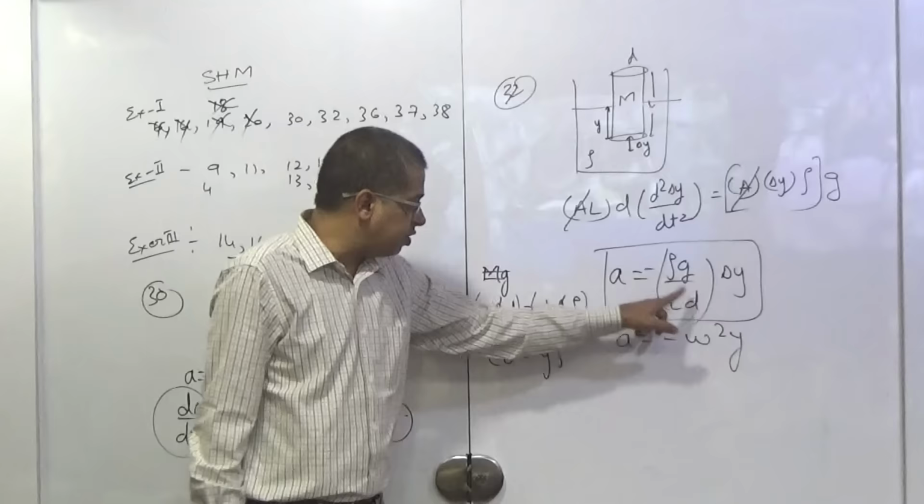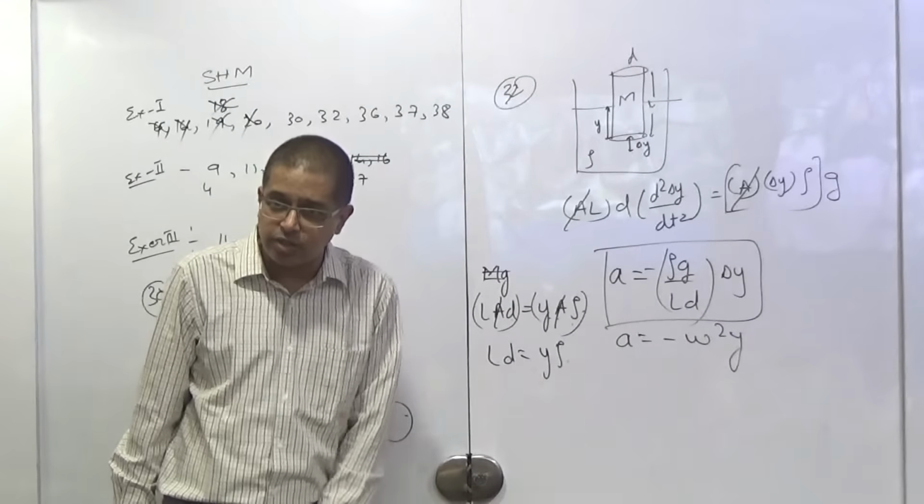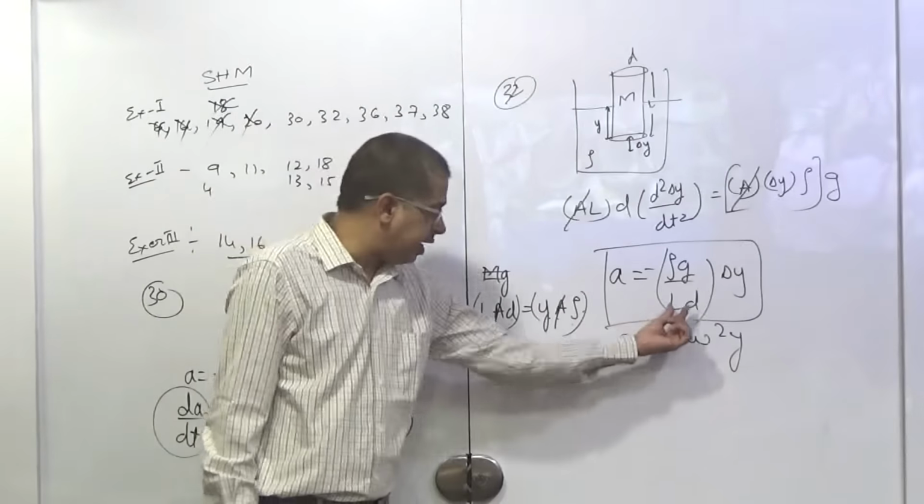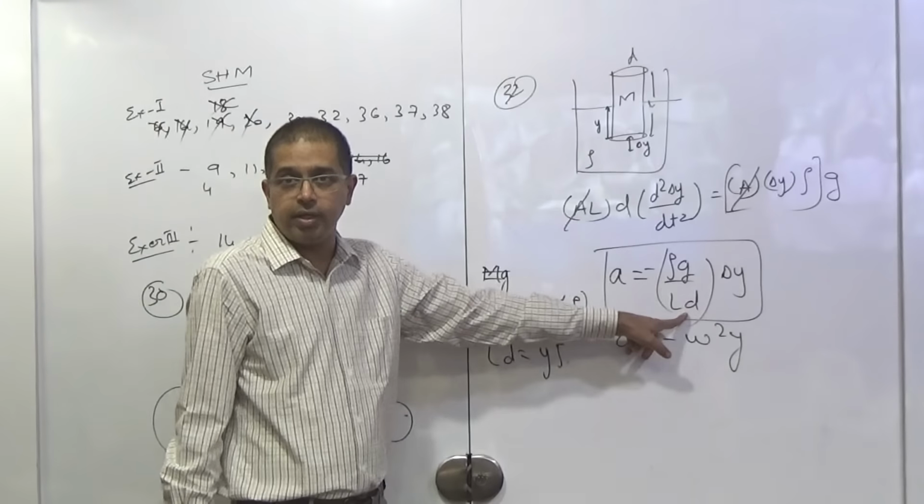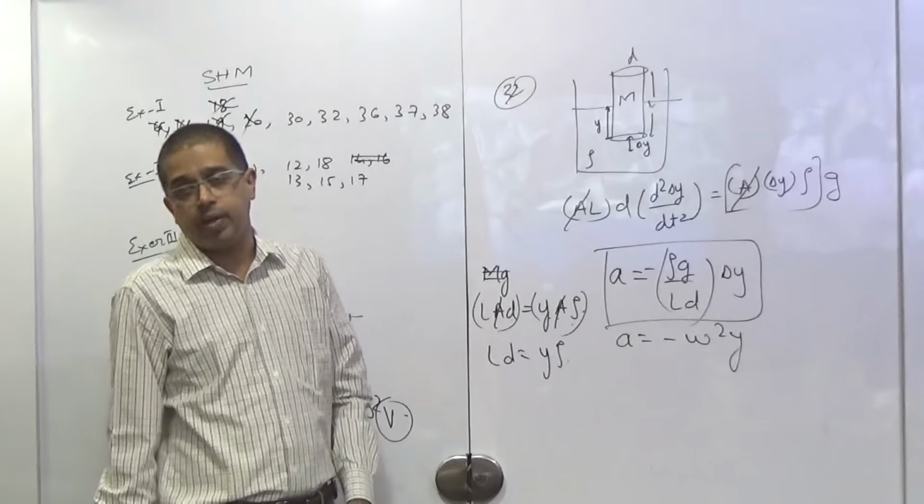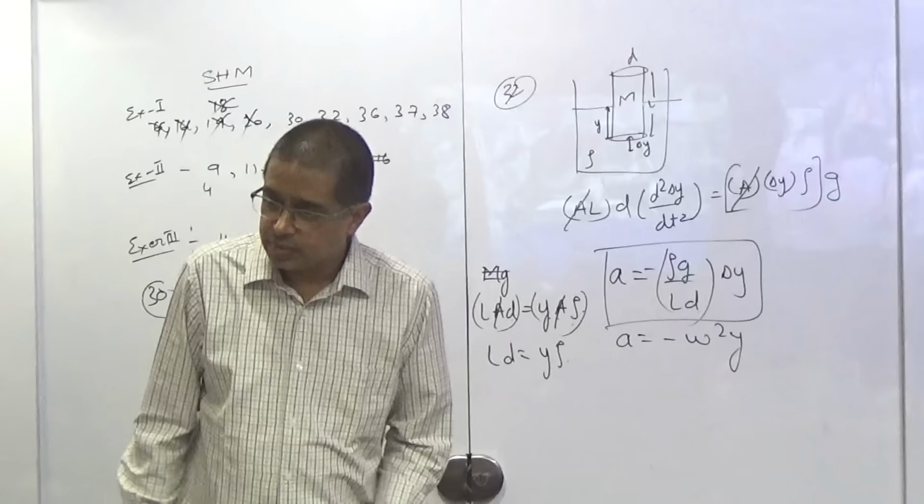Permitted. See, there are three variables. Tell me it is dependent on all the three, permitted. If not, eliminate L and D using Y rho. Rho and rho will go, I'll have Y in the denominator. It is dependent only on Y. Permitted for me. Right?